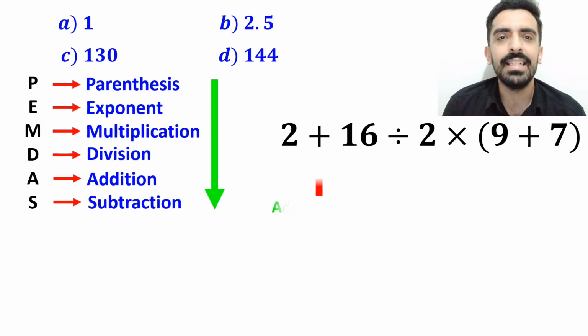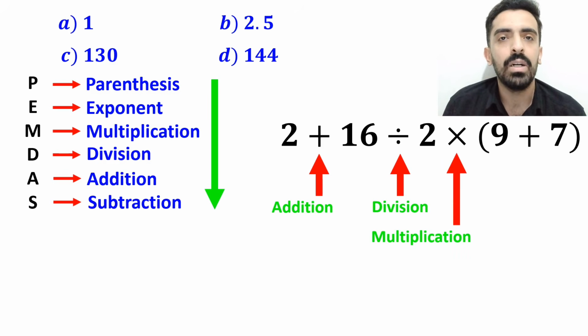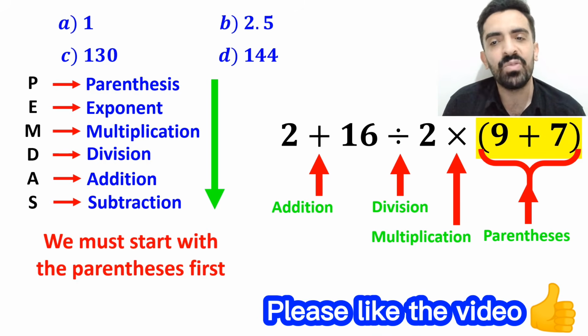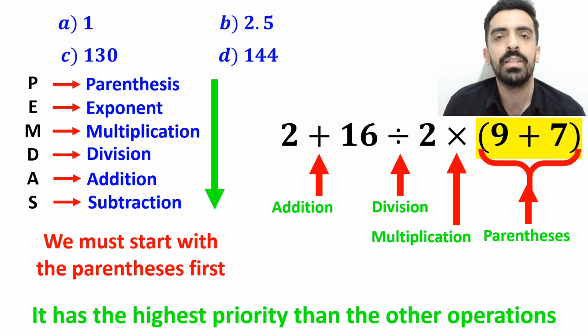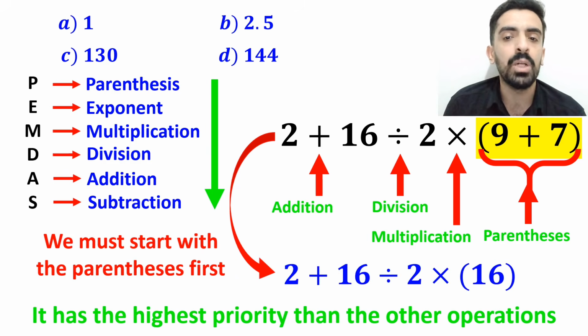Okay, as you can see in the image, in this expression, first we have an addition sign, then a division sign, followed by a multiplication, and finally parentheses. We must start with the parentheses first, because it has the highest priority over the other operations. So, instead of this expression, we can write 2 + 16 ÷ 2 × 16.